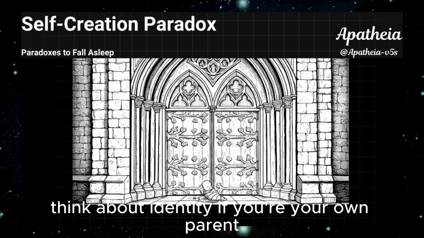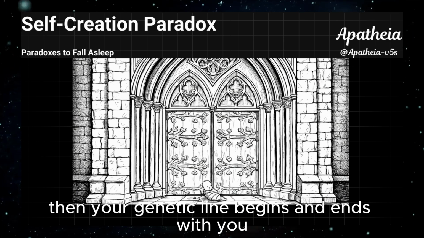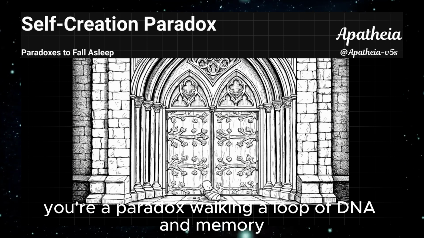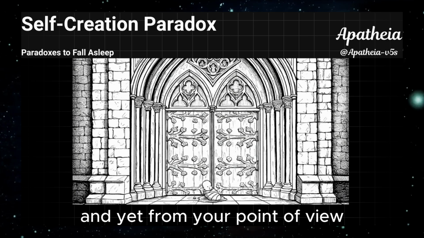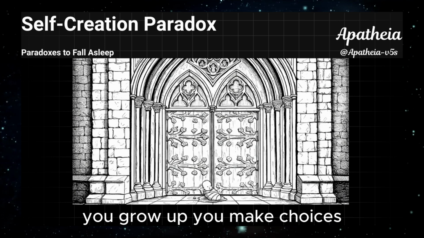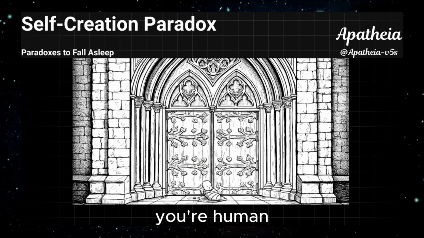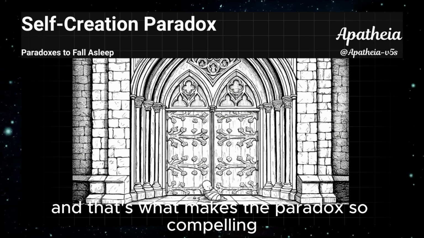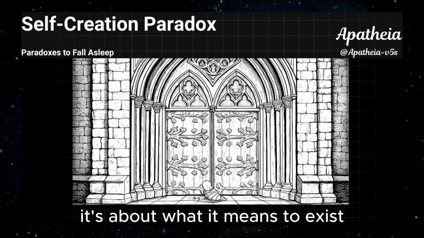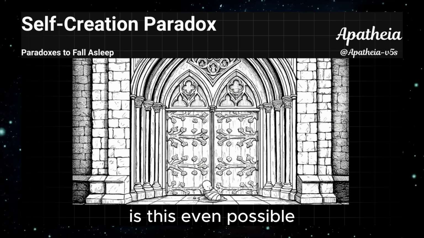Think about identity. If you're your own parent, your own origin, then your genetic line begins and ends with you. You're not just a person, you're a paradox walking, a loop of DNA and memory. And yet, from your point of view, your life feels normal. You have memories, emotions, dreams, you grow up, you make choices. You're not some hollow puzzle, you're human. And that's what makes the paradox so compelling, because it's not just about logic, it's about what it means to exist. Let's step back for a moment and ask, is this even possible?